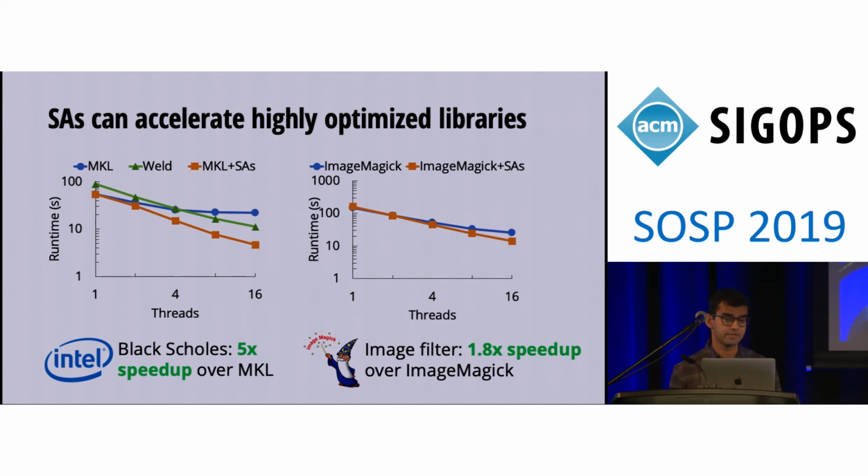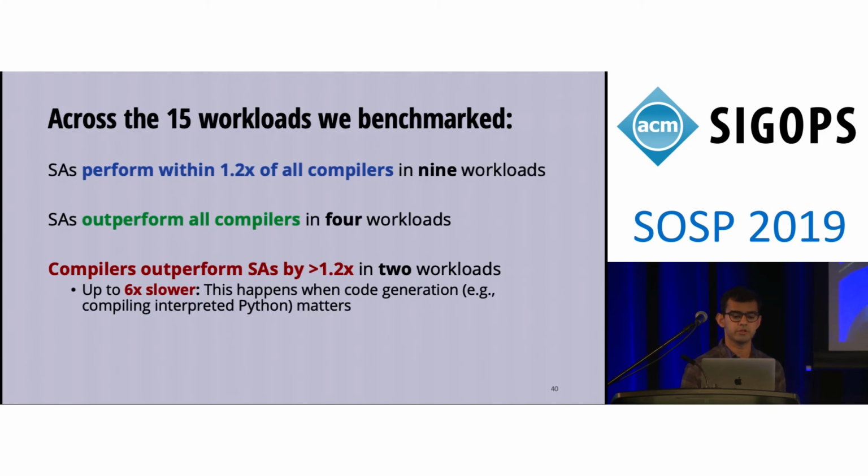And on the right, it's kind of the same story. We just added these annotations on these ImageMagick functions, and we got an almost 2x speedup on 16 threads compared to standard ImageMagick. So across all the workloads we benchmarked, we were within 1.2x of all the compilers we tested against in 9 workloads. We outperformed all the compilers in 4 workloads, and compilers actually outperformed SAs by more than 1.2x in 2 workloads. So our system was up to 6x slower than compilers in this case.